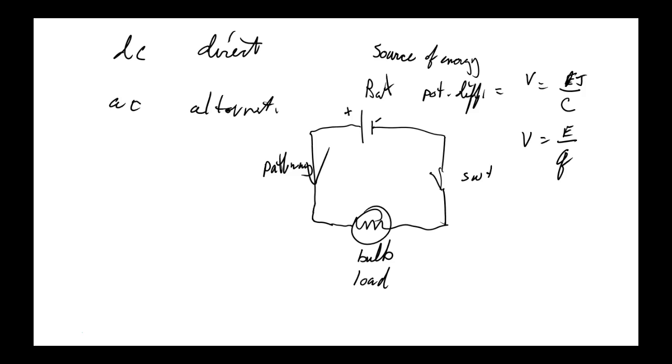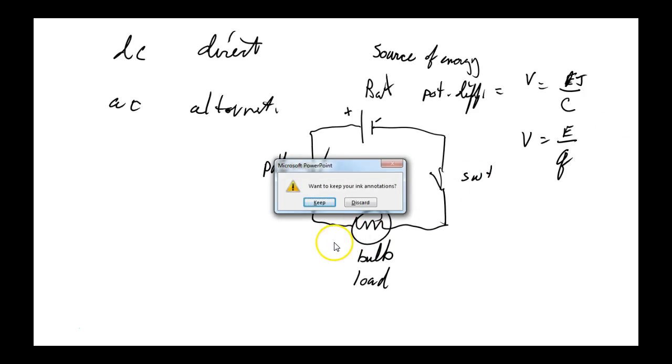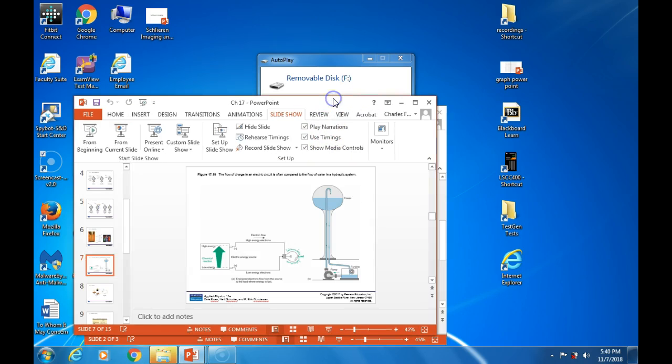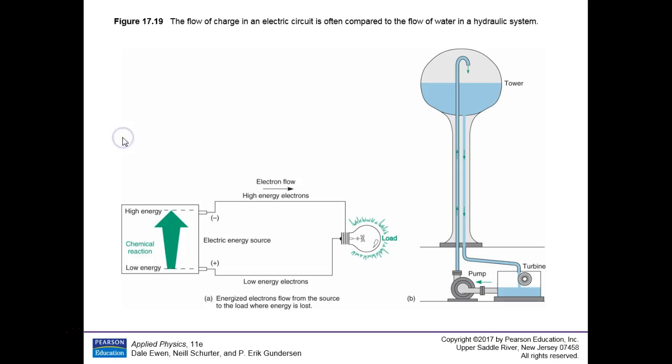Now, there is a little diagram in your book, and something like this is in just about every physics book I've seen in recent times. It's sort of an analogy between a water pump and a battery. Here's the battery, the power supply, the electrical energy source. Here's the wiring, there's the load, the light bulb, and then they come back.